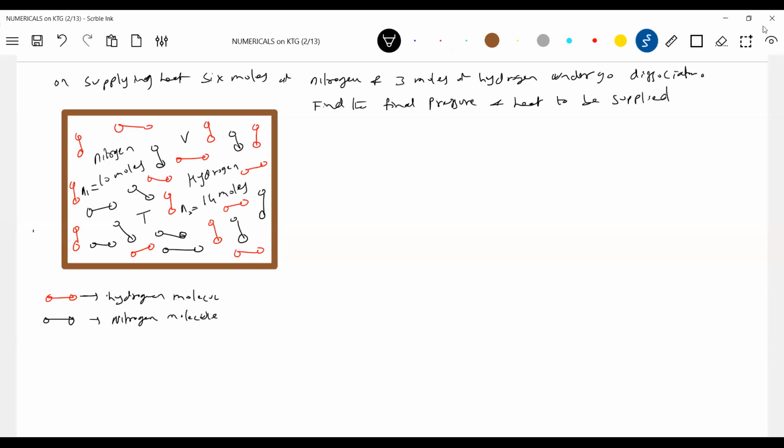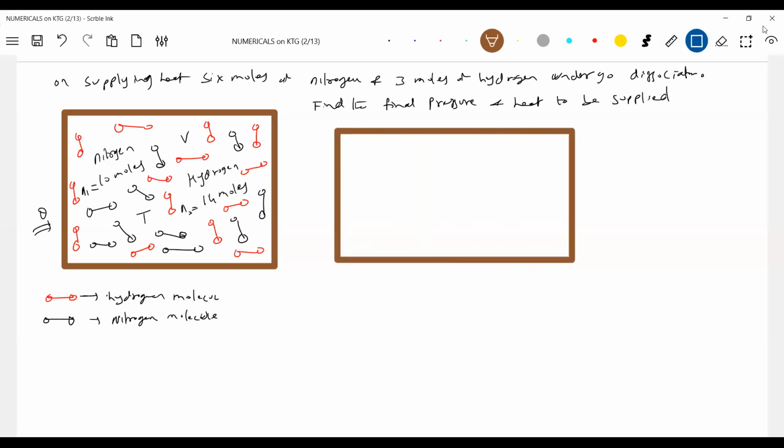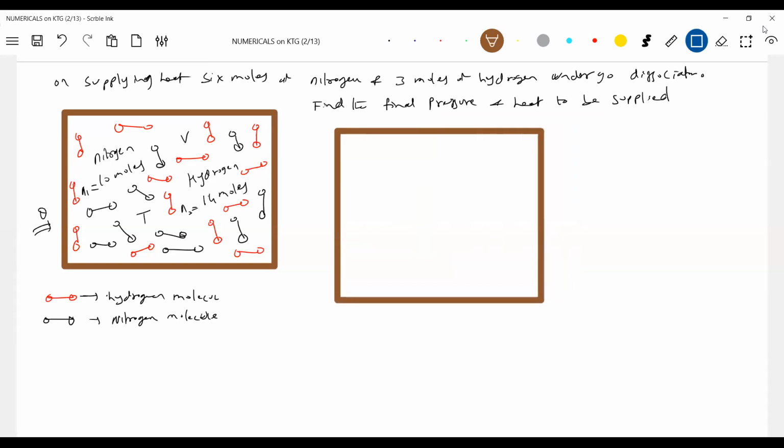Okay. We'll supply some heat. So because of that, now what will happen? It will undergo dissociation. And after dissociation, the container volume will not change. It will be there as it is. Write it clearly: temperature will not change. Let it be T.